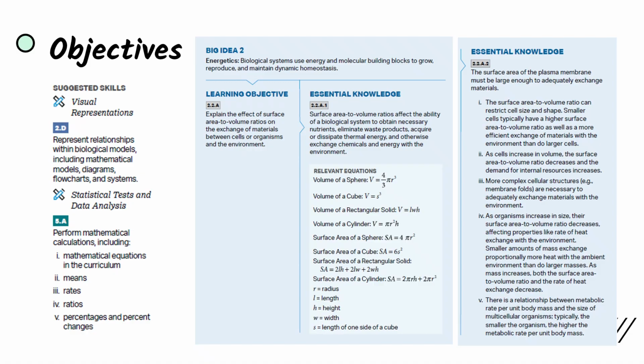Suggested skills are visual representations 2D, represent relationships within biological models, including mathematical models, diagrams, flowcharts, and systems, and statistical tests and data analysis 5A, perform mathematical calculations, including mathematical equations in the curriculum, means, rates, ratios, percentages, and percent changes, and today we will be focusing on ratios.